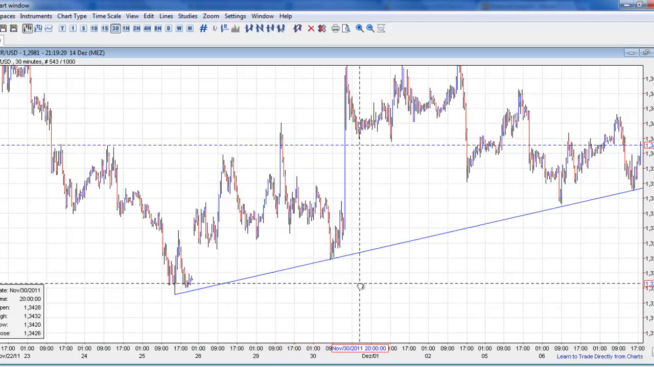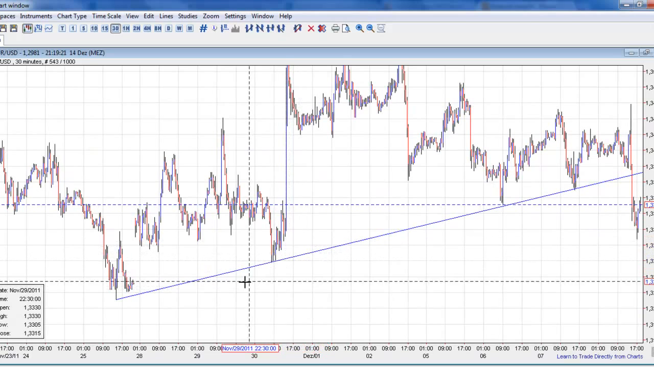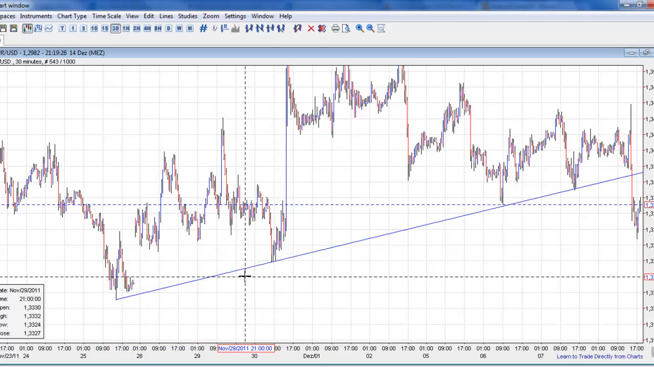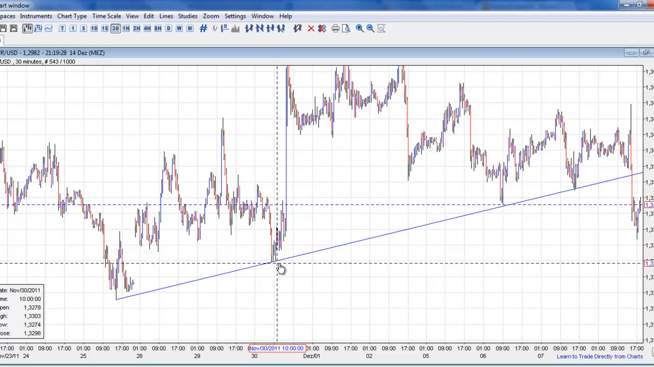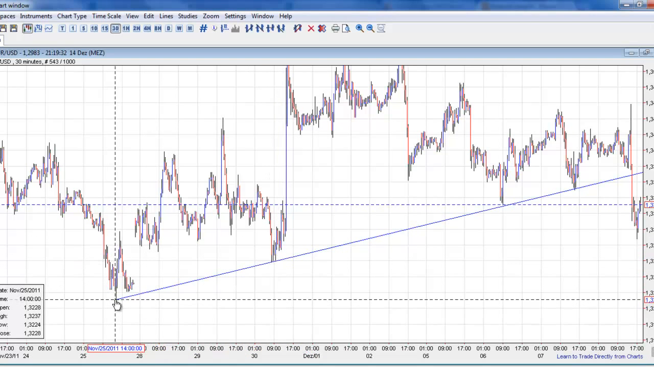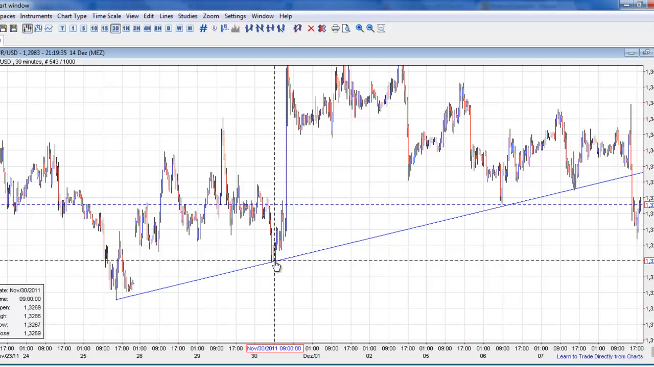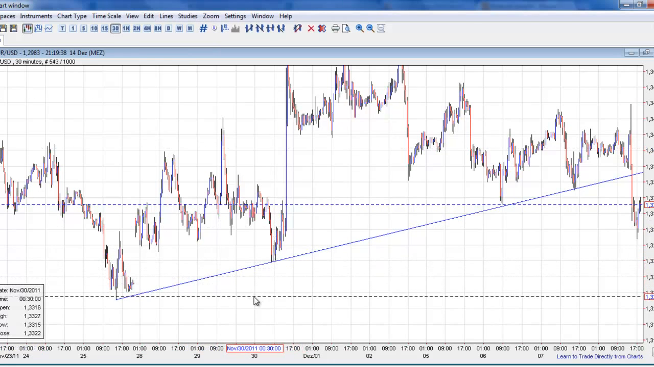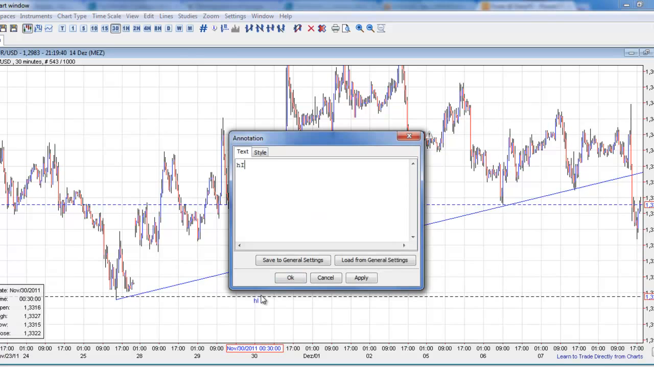Then I release. So what I've done is, if I want price to hold at a support line, I need to draw the trend line below the current price. So I've taken the first low point at this level, the second low point at this level, which is a higher low. I'll just write this in for you. Higher low.